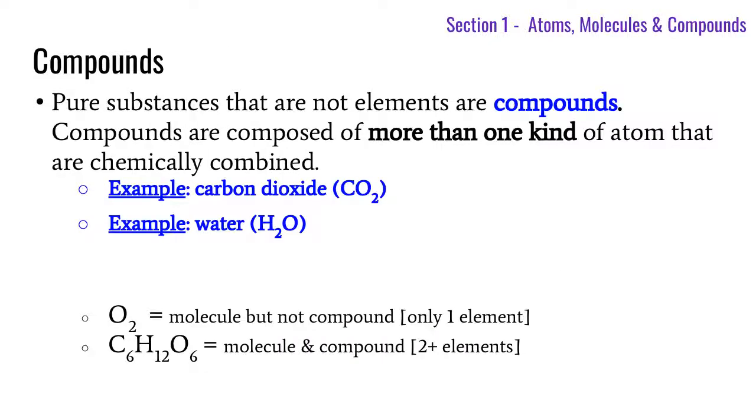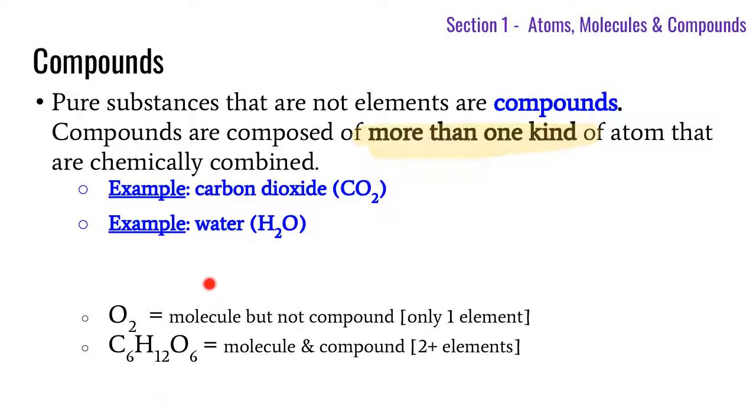One thing we see with students a lot is they get the difference between compounds and molecules incorrect. So pure substances that are not elements are going to fall in the category of compounds. A compound is composed of more than one kind of atom that are chemically combined. So for example, CO2. When we look at that, we have carbon and oxygen, more than one kind of atom. Therefore, this is a compound. Water, H2O. We saw that previously. Because it's made up of more than one kind of atom, it is also going to be a compound.